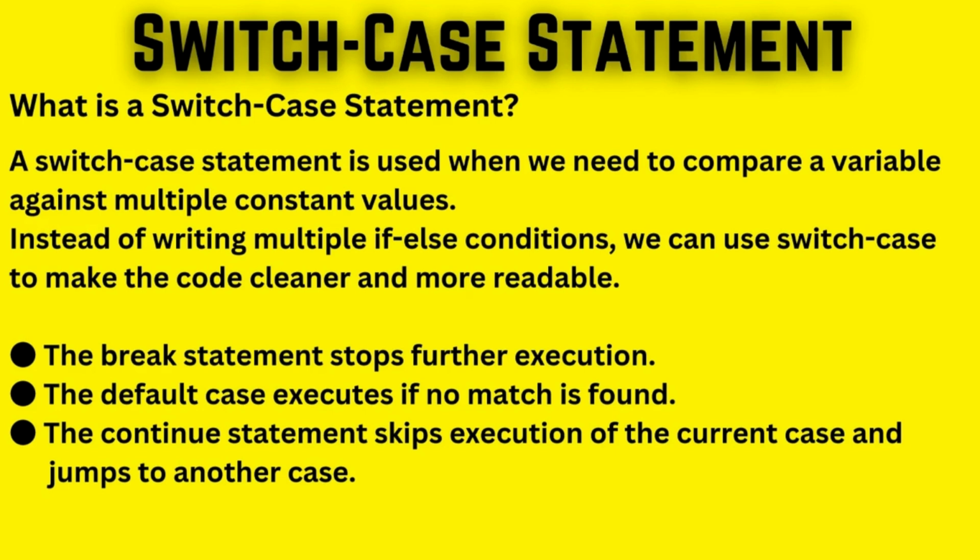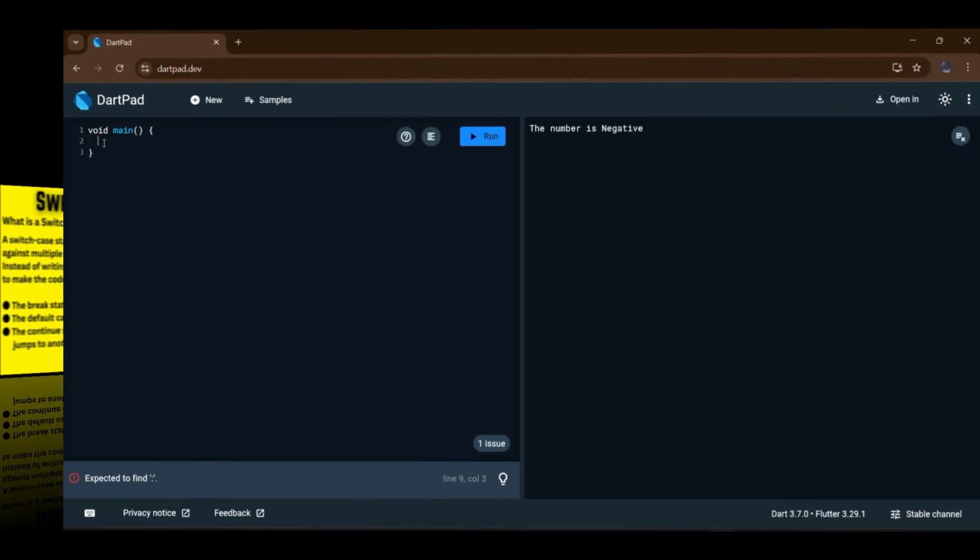The continue statement allows the program to skip the current case and jump to another case. This is useful when multiple cases share the same logic. Switch case is especially helpful when working with fixed values, such as menu options, user input choices, or status codes. It improves code organization and makes it easier to read compared to multiple if-else statements. Let's code what we just learned.